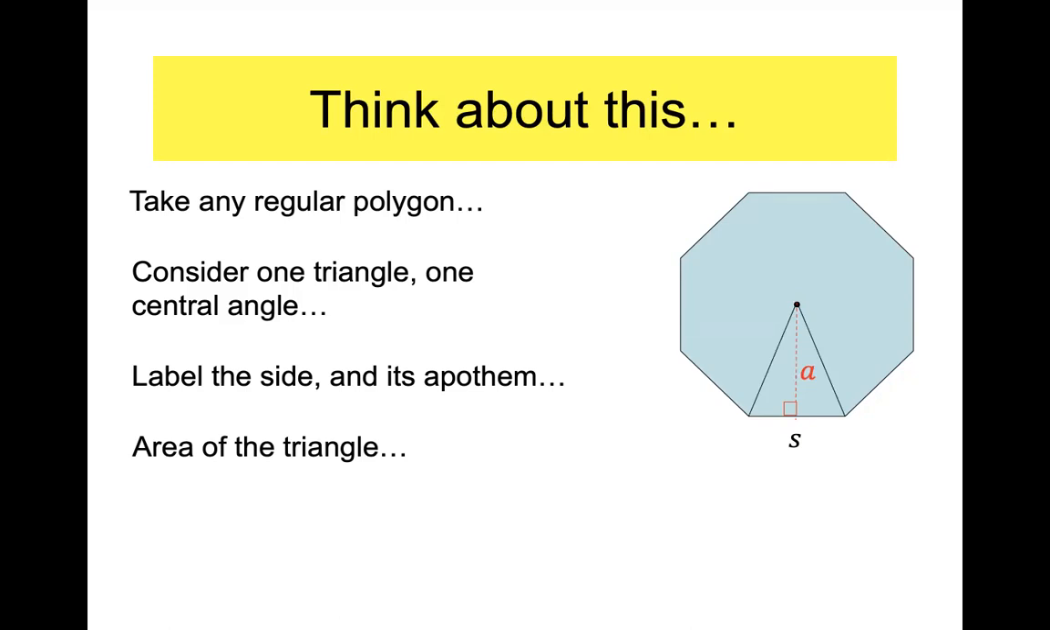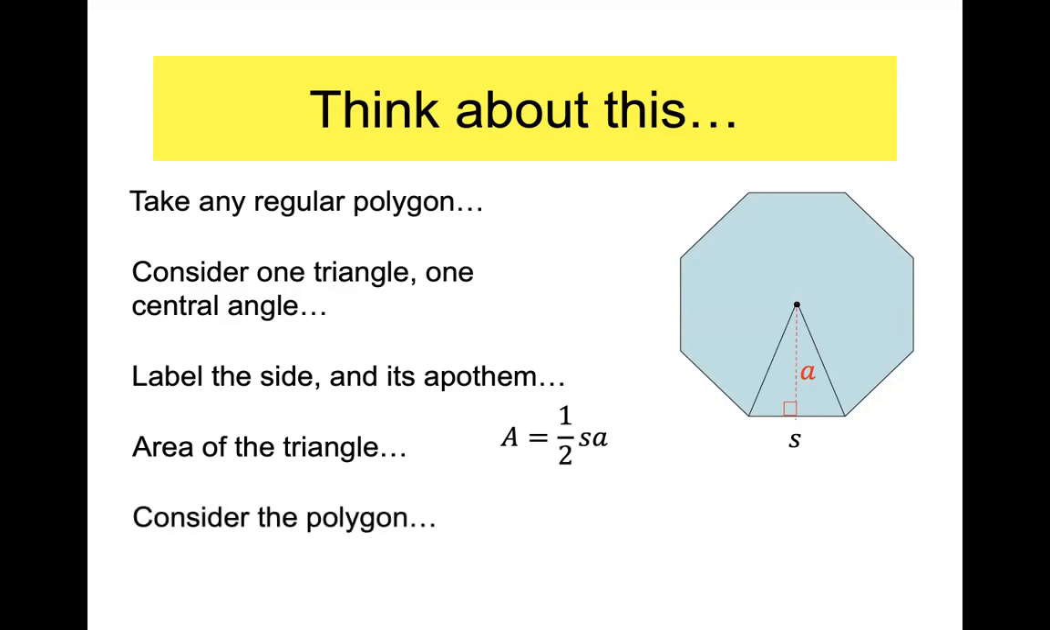In order to consider the area of that one triangle, we've got to use the area formula, 1/2 base times height. Well, the base there is clearly S, and the height is A, so my formula would be 1/2 S times A. So that would be the area of that one black triangle right there of the octagon itself.